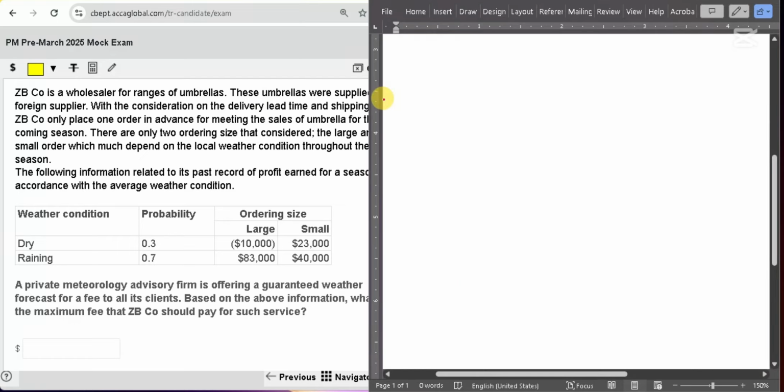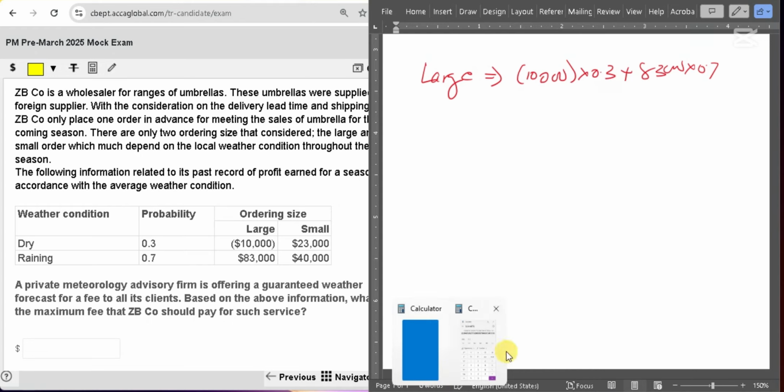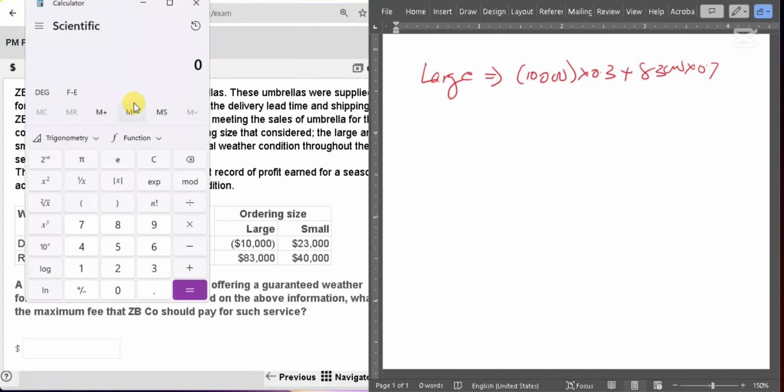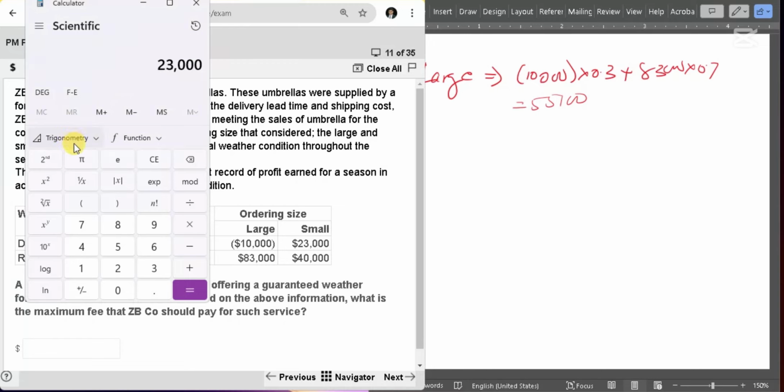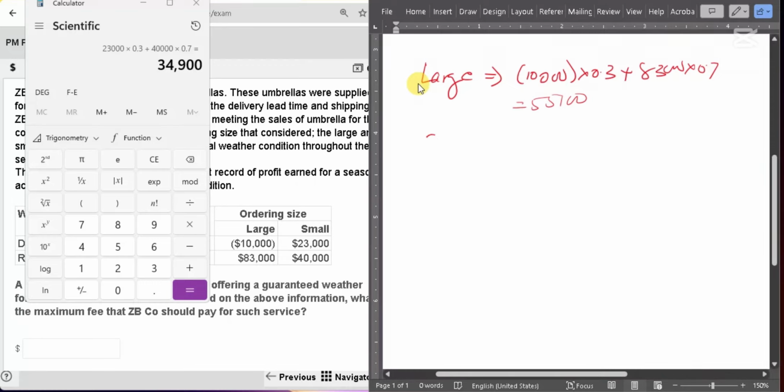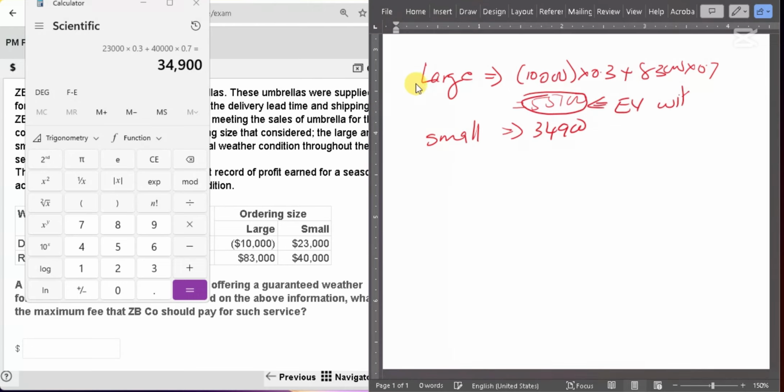So EV without information means first for large order size minus 10,000 into 0.3 plus 83,000 into 0.7. Straight away you can type in the calculator. No need to keep typing every time, or keep writing it. 83,000 into 0.7 minus 10,000 into 0.3, 55,100. Then small order size 23 and 40. These are the probabilities. 23,000 into 0.3 plus 40,000 into 0.7, 34,900. So this will be the EV without information, 55,100. Now EV with information, how do we find?